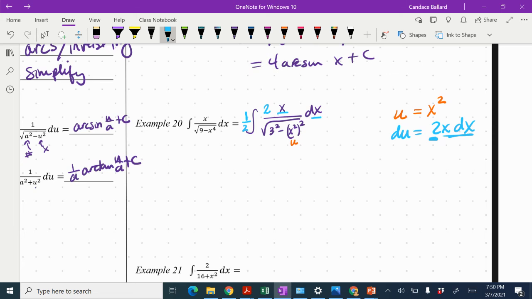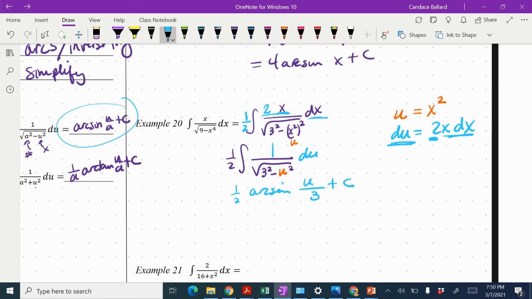All right, so let's rewrite it a little bit and substitute in the u's that we have. So 1/2. We know that we've got the square root of 3 squared minus, and then the u is going to go in for the x squared, and then the 2x dx is getting replaced with du. And now I exactly have an arc sine, so I'm going to use the arc sine. So I keep that 1/2 that's out in front. I have to do arc sine of u over a, which is 3, plus c, and then I'm going to come back to my u substitution, and I am going to replace the u with x squared over 3 plus c.